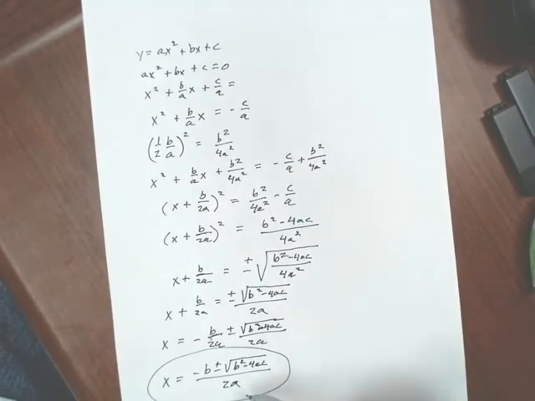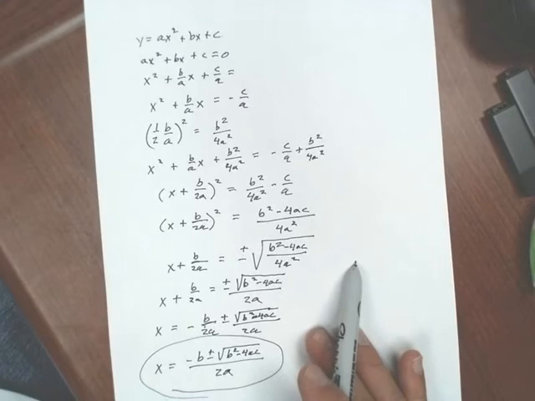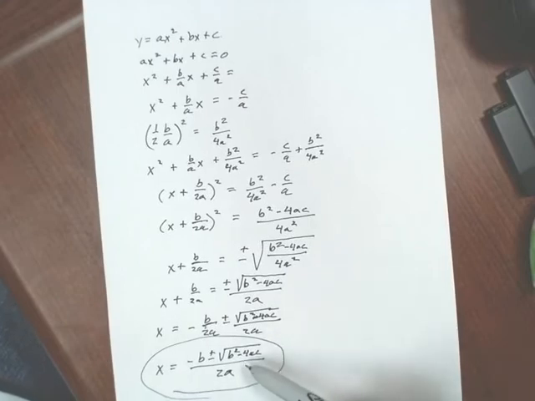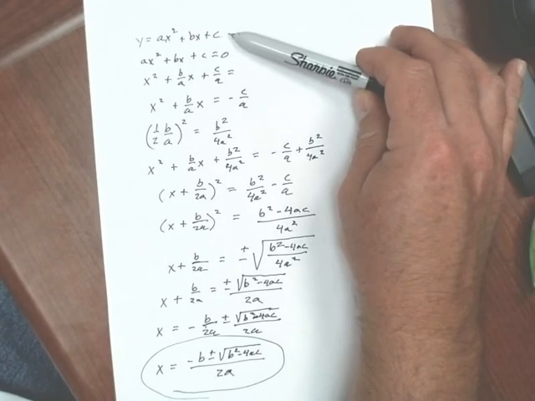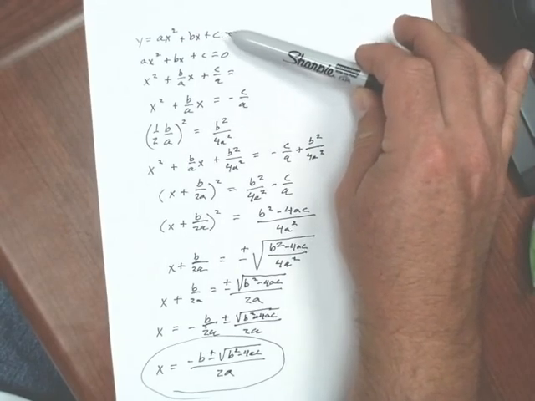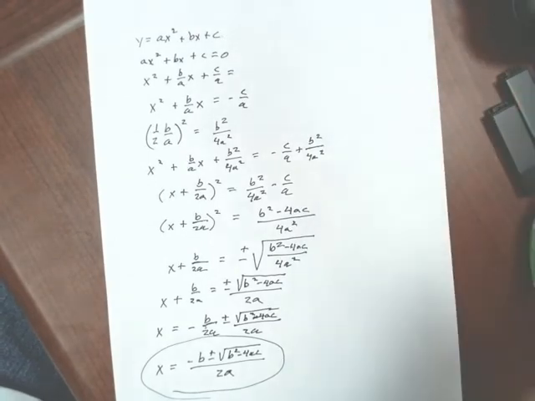So as you can see, the quadratic formula that you had to memorize back in grade school was not pulled out of thin air. It actually comes from completing the square of a quadratic equation of that form.